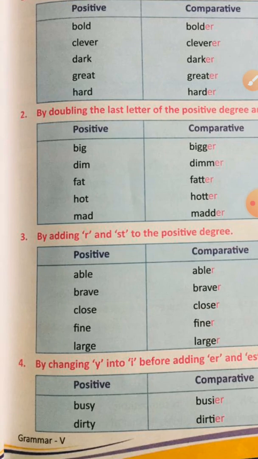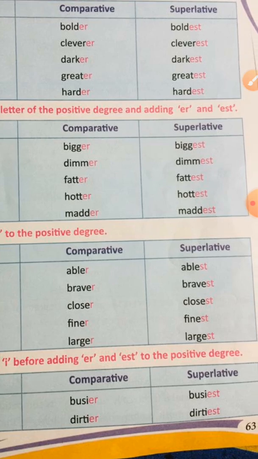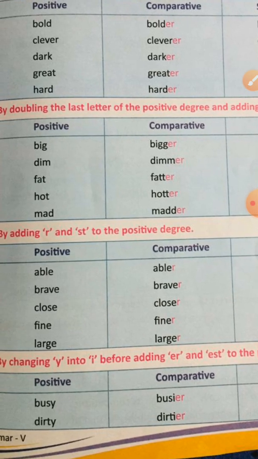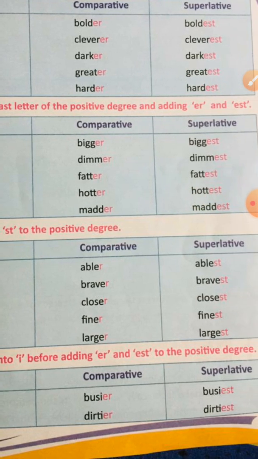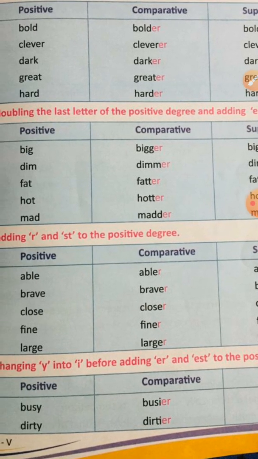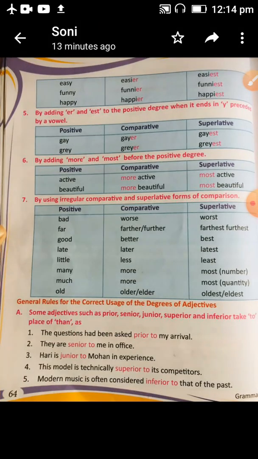Now come to the third one, by adding r or st to the positive degree. Able means abler, ablest. We added r or st in the comparative and superlative degree. Now come to the fourth one, by changing y into i. For example, busy, so we will do busier, busiest. Now turn your page.